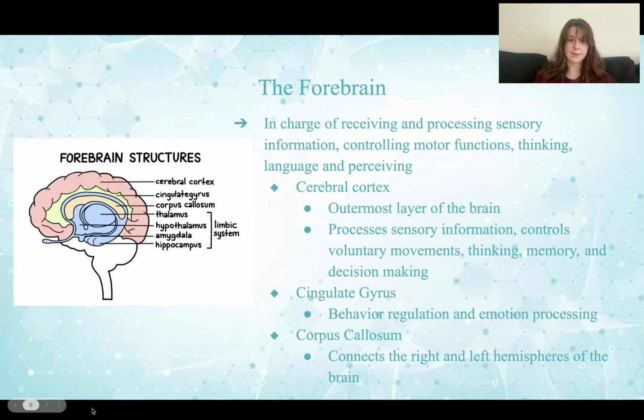The forebrain. The forebrain is in charge of receiving and processing sensory information, controlling motor functions, thinking, language, and perceiving. The cerebral cortex is the outermost layer of the brain. It processes sensory information, controls voluntary movements, thinking, memory, and decision-making.